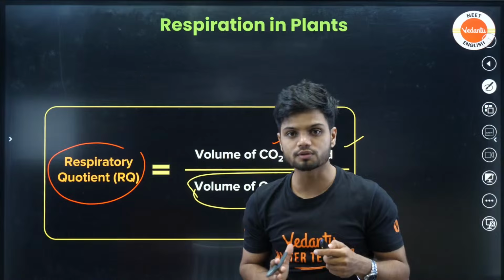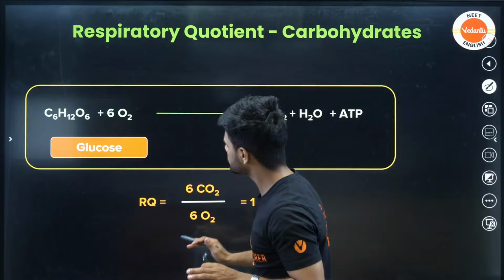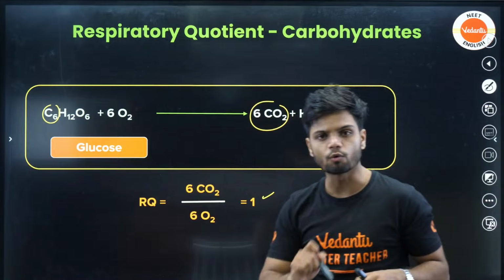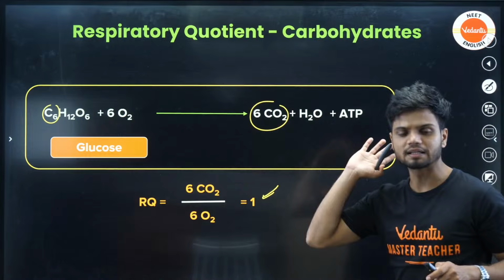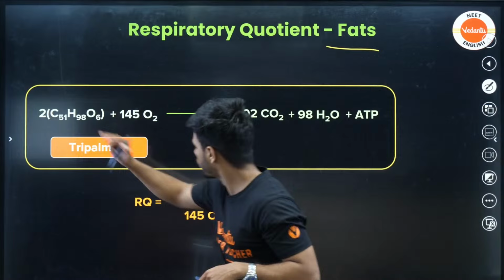Now I'll tell you what you need to remember here. A couple of values which I want you to learn by heart. In the case of glucose, the complete oxidation takes place with 6 CO2 and 6 O2. So 6-6 is there, so your respiratory quotient for carbohydrate is 1. Remember that. The next point I want you to remember is, in the case of fats, respiratory quotient is 0.7. That is, less oxygen is consumed relative to CO2.